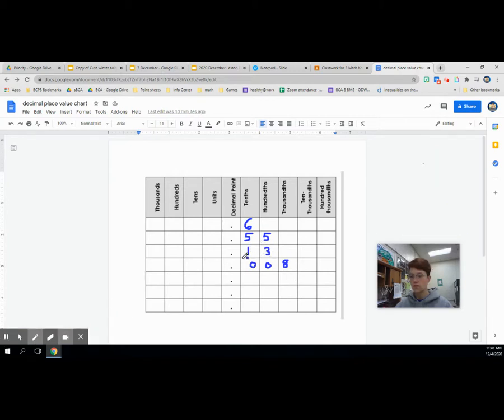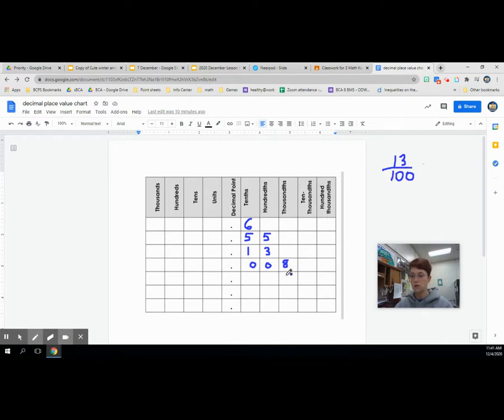Next up, we have a 13 in the 100th place. So we know our denominator is going to be 100. Our numerator is 13. 13 is prime and it is not a factor of 100. So we're done. We cannot simplify that any further.